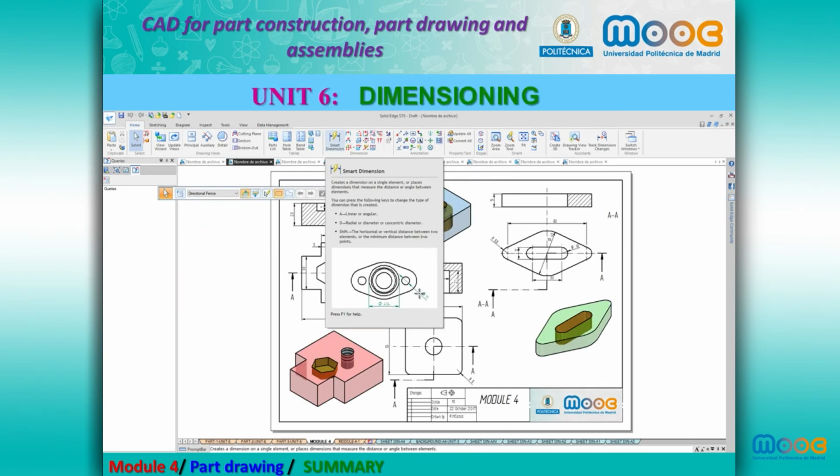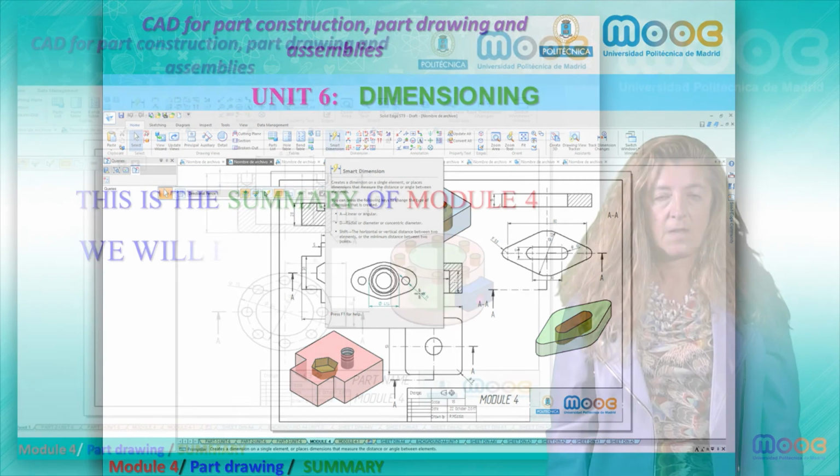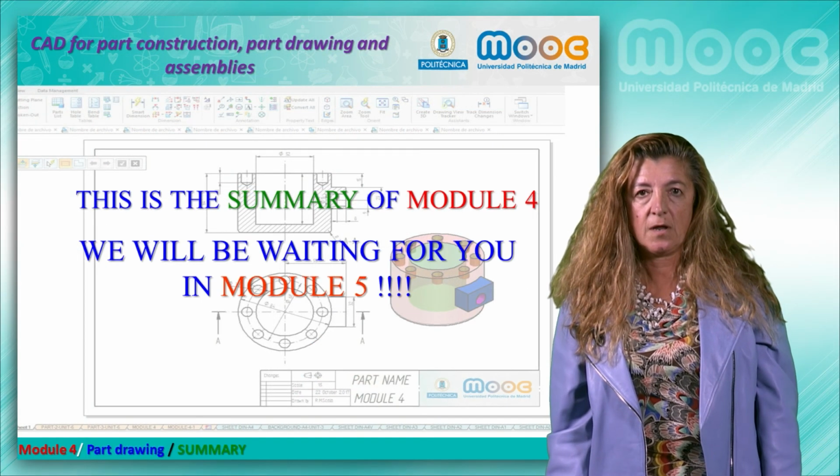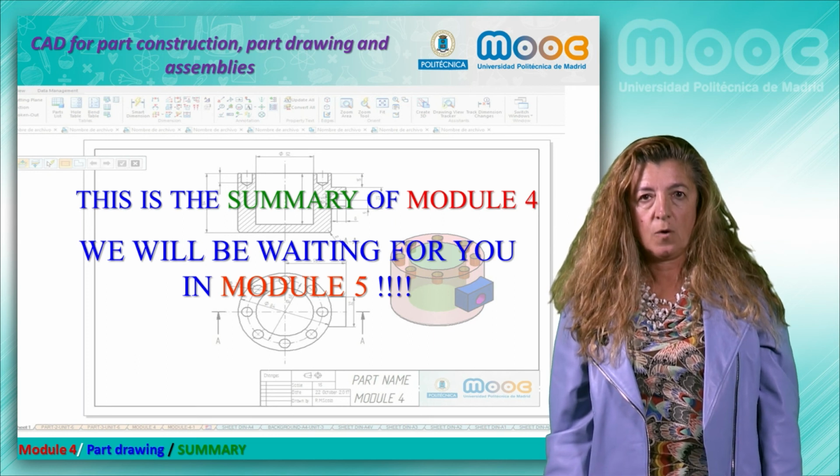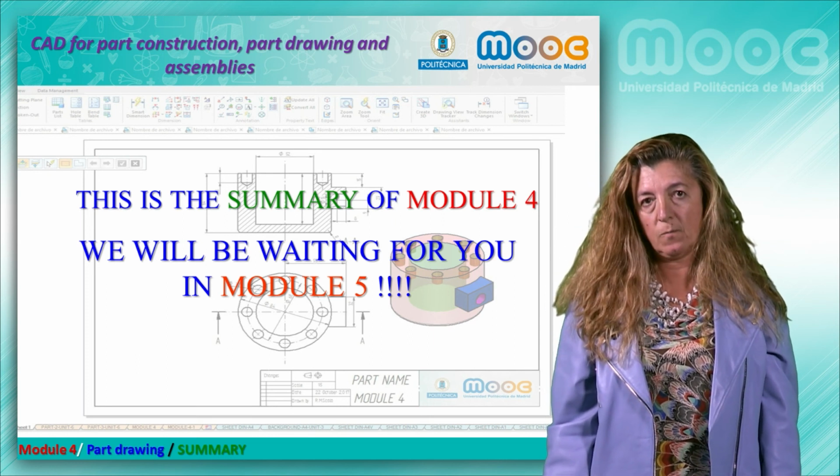Finally, Unit 6 is the dimensioning. The commands are similar to the ones we have used in the sketch to construct our 3D part. This is the end of our summary of Module 4. We will be waiting for you in Module 5.